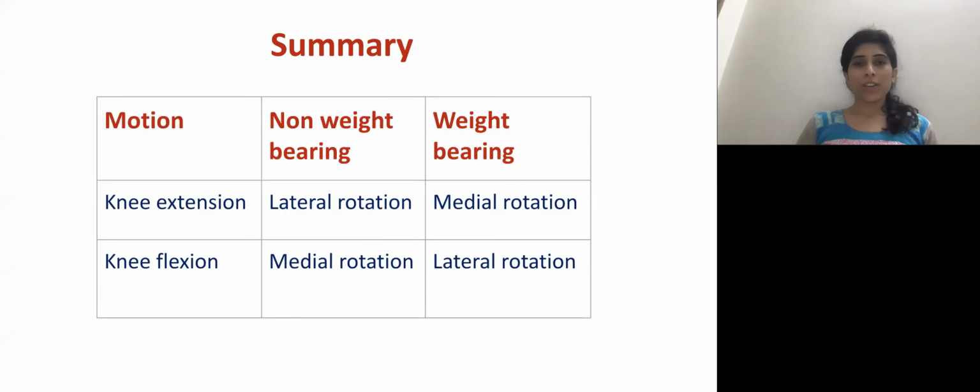So I hope it got clear after seeing this video. Now the summary of this locking and unlocking mechanism is as follows. During the knee extension for non-weight bearing, for the last 5 degrees of the motion, lateral rotation will be there. And to initiate the knee flexion motion, there will be a medial rotation. And for weight bearing, during the knee extension, medial rotation will be there. And for the knee flexion, there will be a lateral rotation.